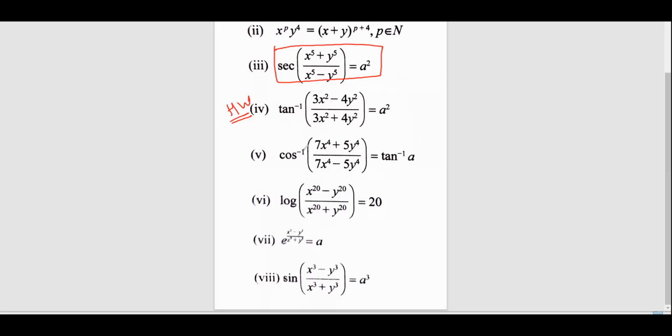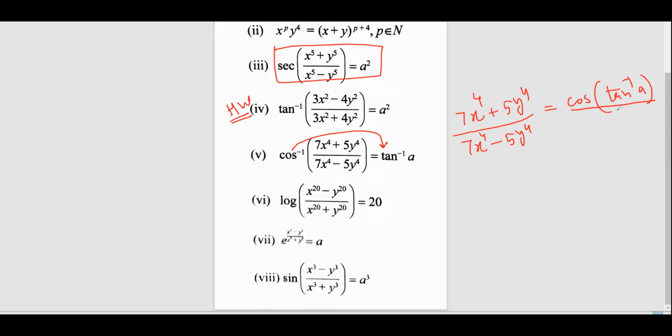So in the very next step, this is cos inverse on the left hand side. The next step you will write and it will be cos of this. This will go here. So in the very next step, you will get (7x raised to 4 plus 5y raised to 4) upon (7x raised to 4 minus 5y raised to 4) equals cos of tan inverse of a. Just do not bother, it is still a constant. This whole thing is a constant. You will take it upon 1. Then go for componendo dividendo and solve the problem.